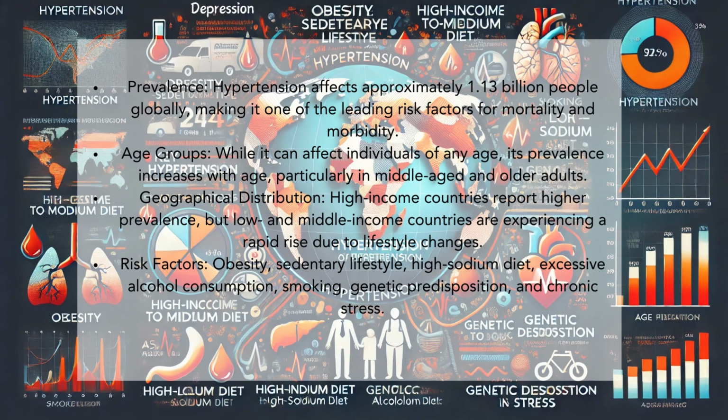Epidemiology and significance. Prevalence: hypertension affects approximately 1.13 billion people globally, making it one of the leading risk factors for mortality and morbidity. Age groups: while it can affect individuals of any age, its prevalence increases with age, particularly in middle-aged and older adults. Geographical distribution: high-income countries report higher prevalence, but low- and middle-income countries are experiencing a rapid rise due to lifestyle changes. Risk factors: obesity, sedentary lifestyle, high-sodium diet, excessive alcohol consumption, smoking, genetic predisposition, and chronic stress.